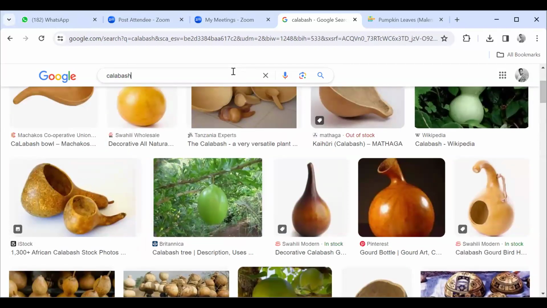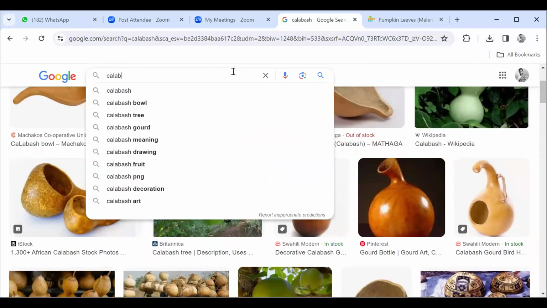We call it matawi ya malenge, which is the leaves of pumpkin. They look like mchicha leaves. They look like spinach leaves. Yeah, they look close to spinach leaves. But they have some... Is that mchicha? No, there's what you call mchicha, which is different.